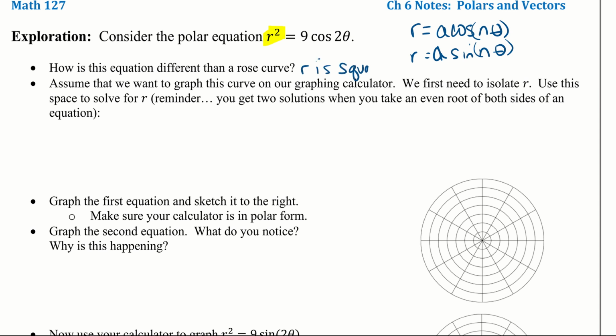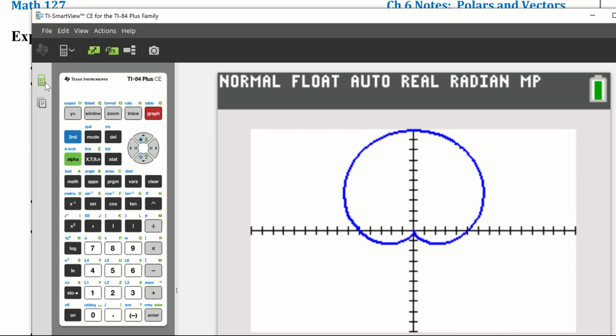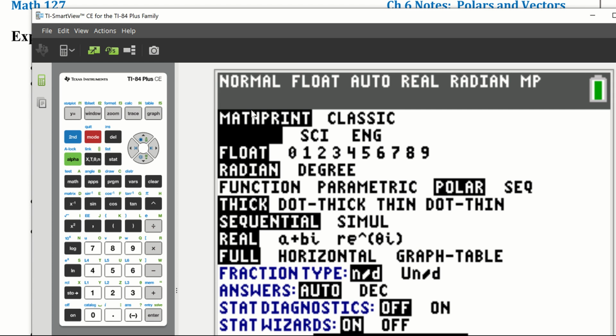And so we are going to have a picture that looks different. You're still going to see some similarities. You're going to see some petals. So let's say we wanted to graph this on our graphing calculator. Well, we can. And remember, our graphing calculator will allow us to do polars. We have to make sure we've got everything set up properly. We want to make sure that in our mode, we have radians rather than degrees and polar instead of function.